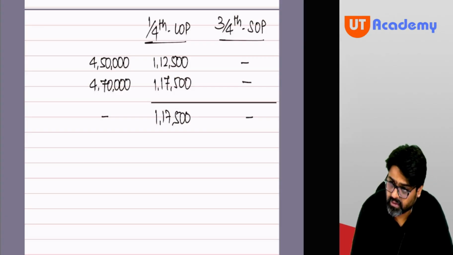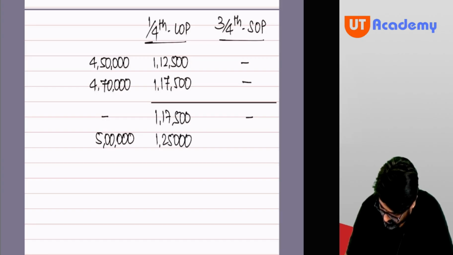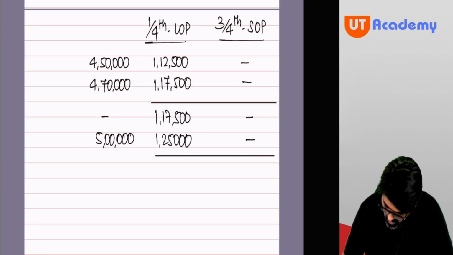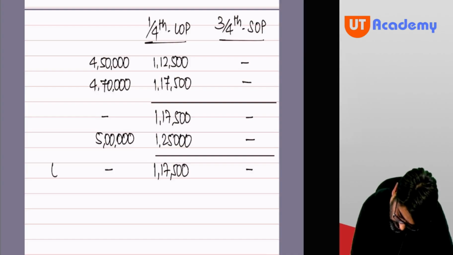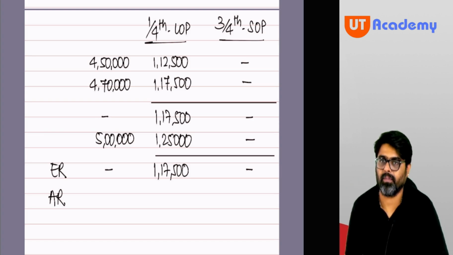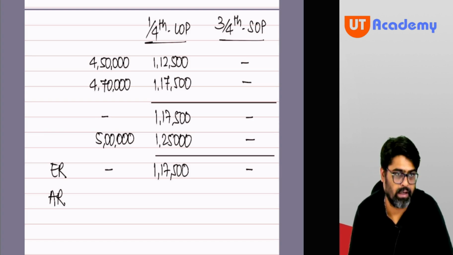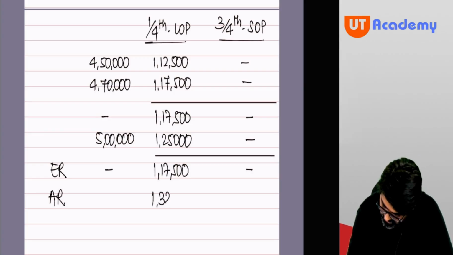What is standard rent? 5 lakh. 1/4 is 1,25,000. So now lower will be 1,17,500. This is expected rent. Now tell me, actual rent per month is how much? 12,000 multiplied by how many months? 11 months, because the let out period was 11 months. So actual rent will be 1,32,000.